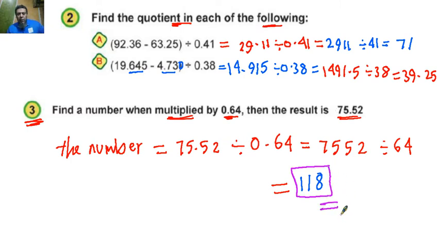That is the number. If we multiply by 0.64, the result is 75.52. Then that is the end of our lesson. Thank you.